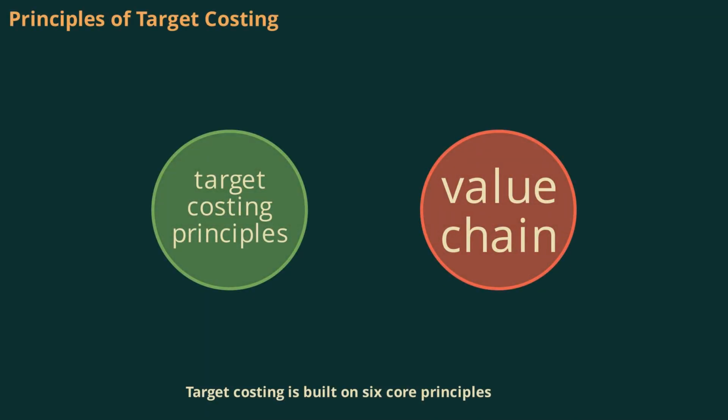Target costing is built on 6 core principles: leadership of target selling price, customer focus, teamwork, reducing product life cycle cost, focusing on the design stage, and attention to all stages of the value chain. These principles ensure that cost management is integrated into every aspect of product development and delivery. By emphasizing customer needs and involving all stakeholders, organizations can create products that are both cost-effective and aligned with market needs.